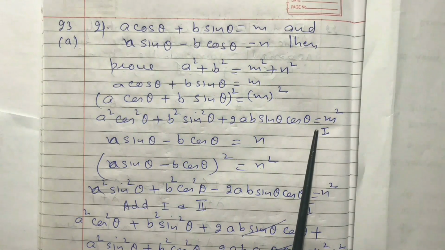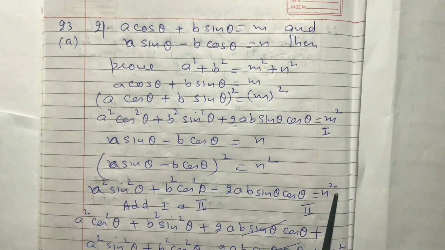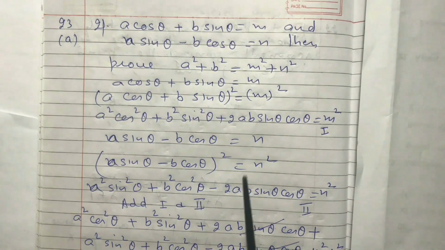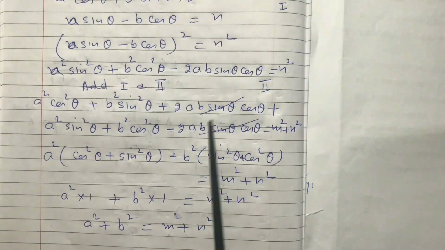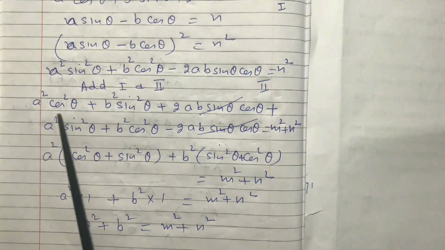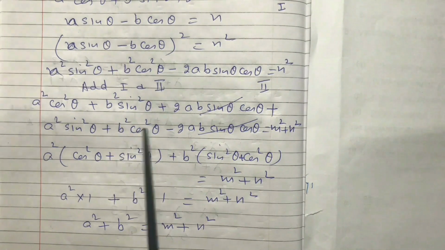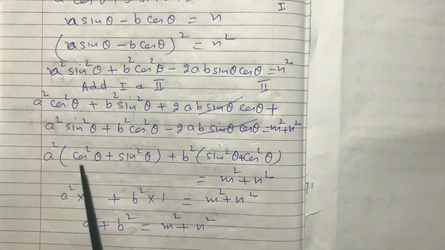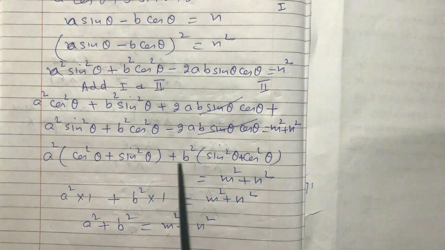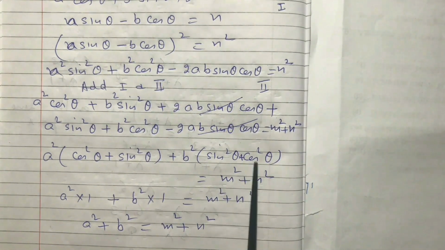Now this is first, this is second. Add these two. After adding, you will see this and this is cancelled. So here you combine this with this and this with this. So you will have a square, in the bracket you will have cos square theta plus sin square theta, plus b square, in the bracket you will have sin square theta plus cos square theta.